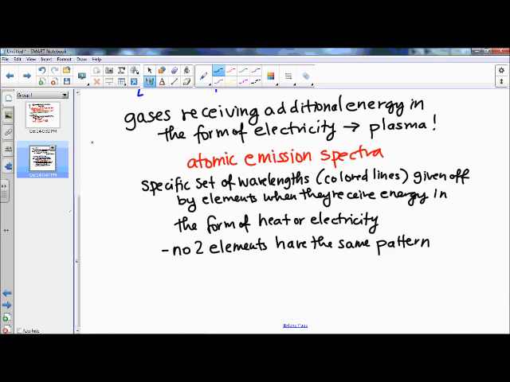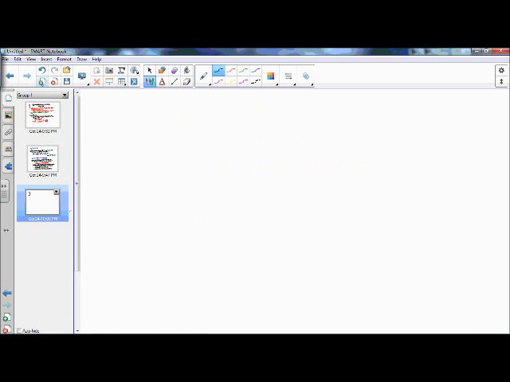Okay, so the next big question we have is, why are all elements different, and where are the lines coming from? Now this comes from a nice gentleman by the name of Niels Bohr, who came up with an explanation. Okay, Bohr put Planck's theory together with this observation of atomic emission spectrum, and he looked at the element hydrogen.